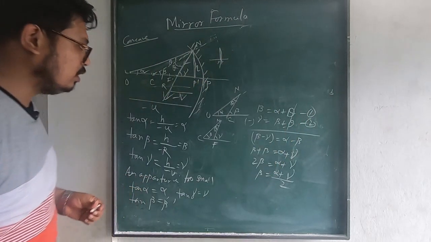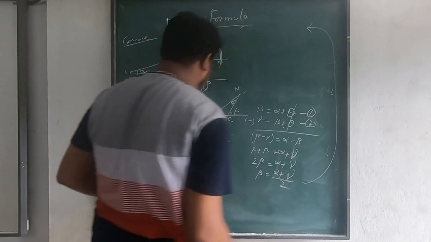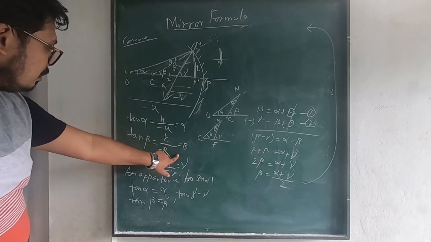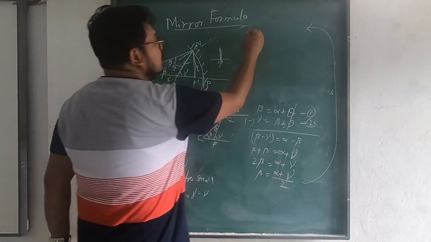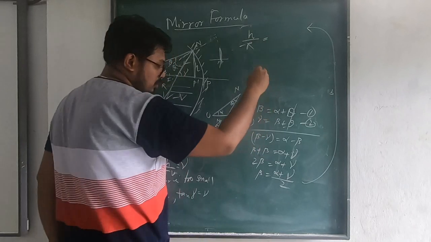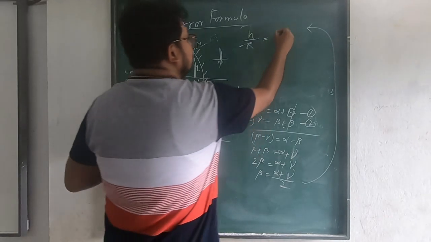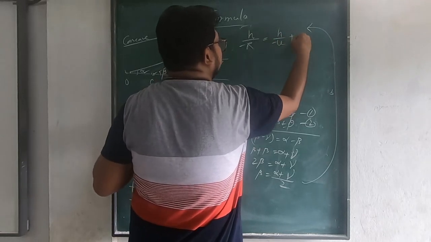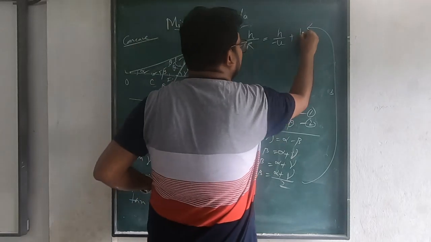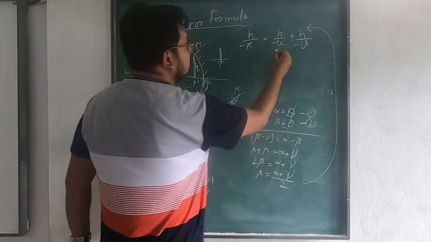Now if we apply the value, after that, see here, what is the value of beta? Beta is h by minus r, equal to the alpha value. Alpha is h by minus u, plus the gamma value, h by minus v, all divided by 2.